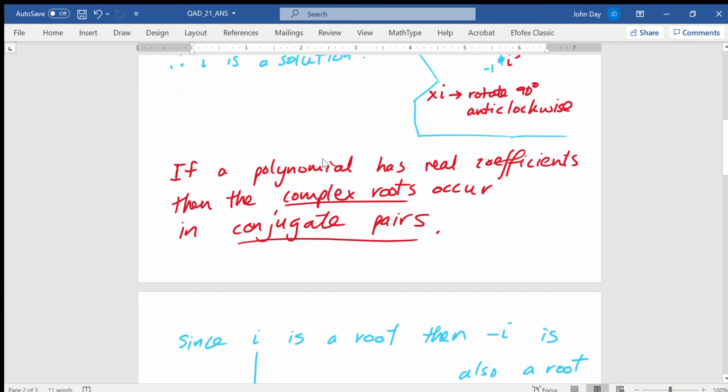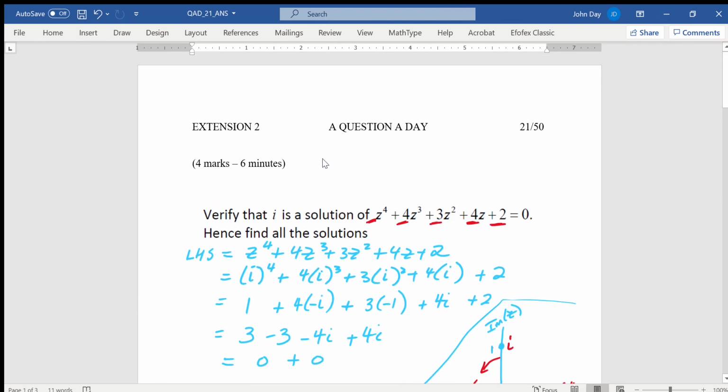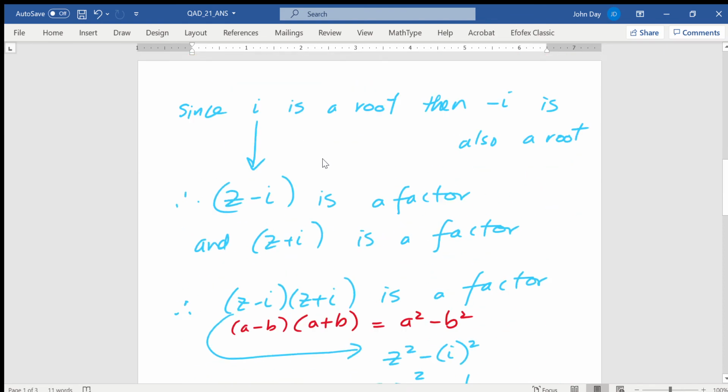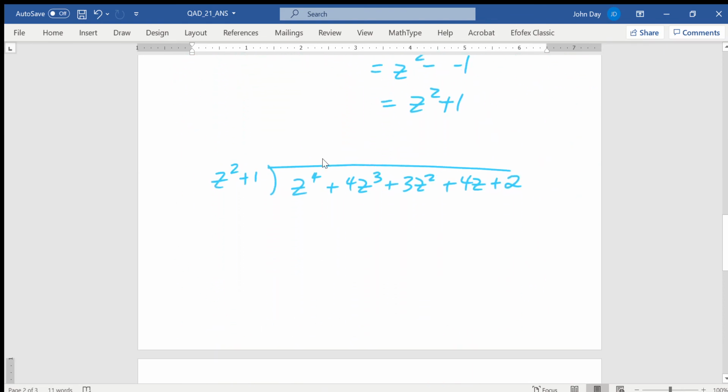Let me just check. z to the 4, 4, 3, 4, 2, all pluses. Yep. So let's do that division. To get z to the 4, which is our first term, what do we multiply the highest power by? We multiply by z squared. So that's where the z squared comes from.